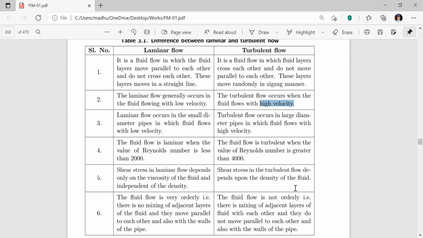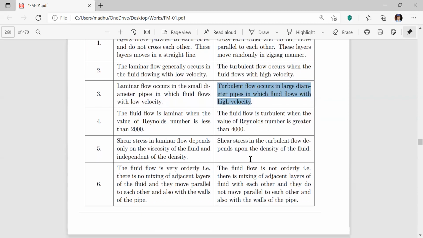Laminar flow is possible in small diameter pipes in which the fluid flows with a relatively low velocity. Turbulent flow occurs in large diameter pipes in which the fluid flows with a high velocity. The fluid flow is laminar when the value of Reynolds number is less than 2000. The fluid flow is turbulent when the value of Reynolds number is greater than 4000.